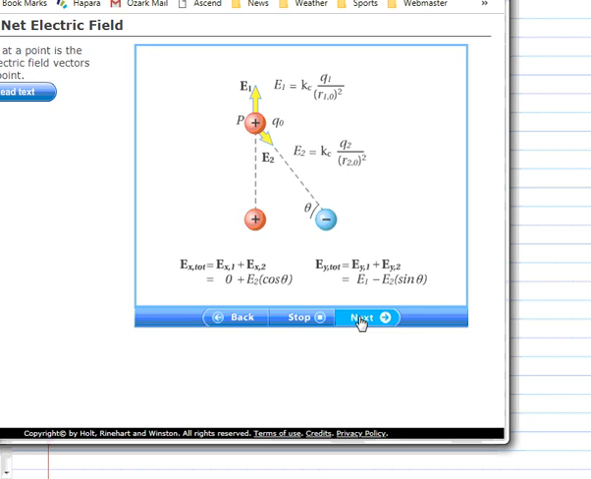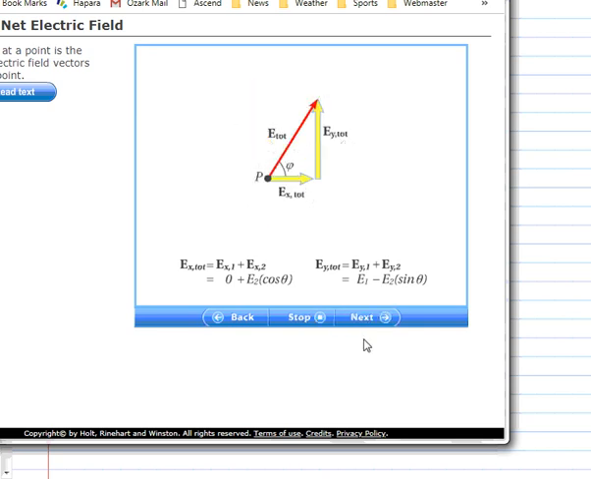Now the x and y components of each electric field can be found separately. Then the components can be added to give the x and y components of the net electric field, which are shown here. So the only one that is at an angle is this E2 electric field by this negative one. So we had resolved it so we could add together the vertical and the horizontal.